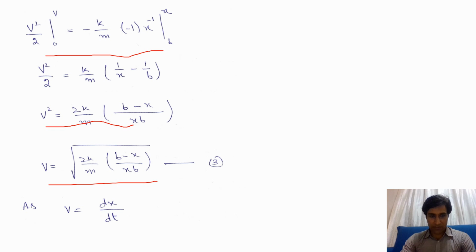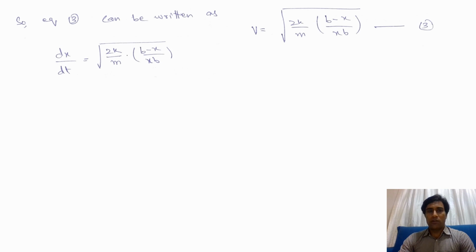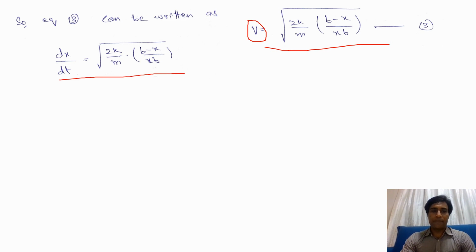As mentioned in the previous slide, v is equal to dx over dt, the rate of change of displacement. So when we replace this velocity with dx over dt, equation 3 can be written in this form: dx over dt equal to the square root of 2k over m times b minus x over xb.